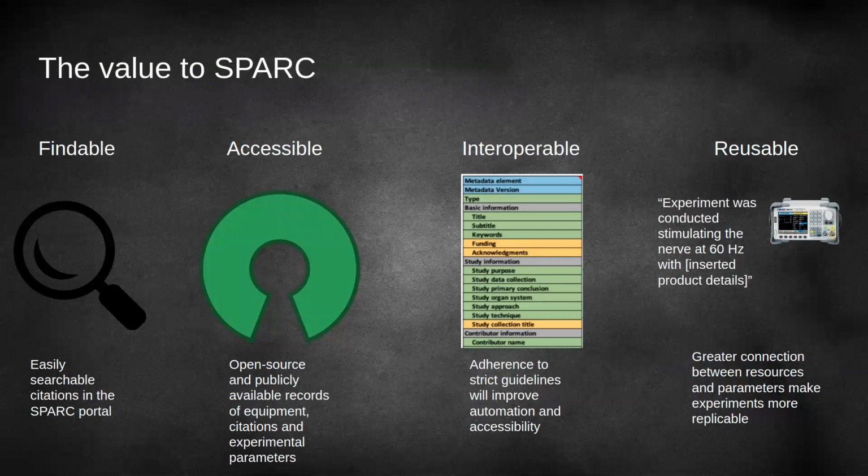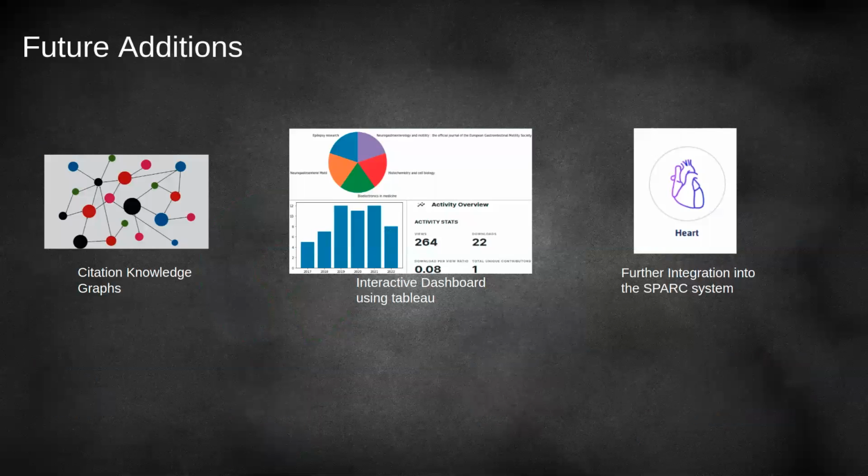As the value to Spark, it's FAIR data, it's easily searchable, it's open source and publicly available. It adheres to strict guidelines that will improve automation and accessibility, and it will create a greater connection between resources and parameters to make experiments more replicable.